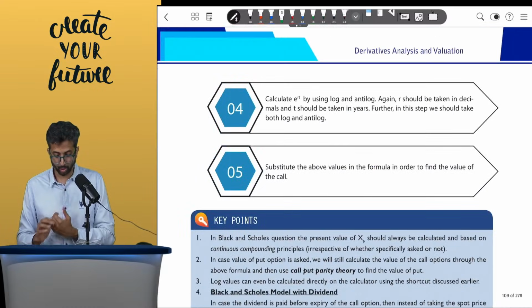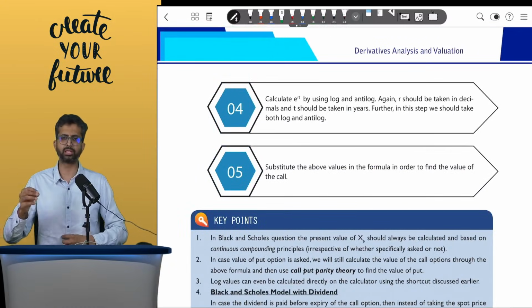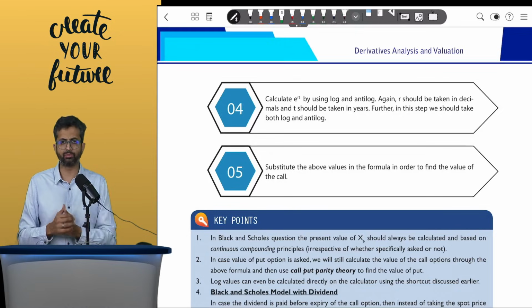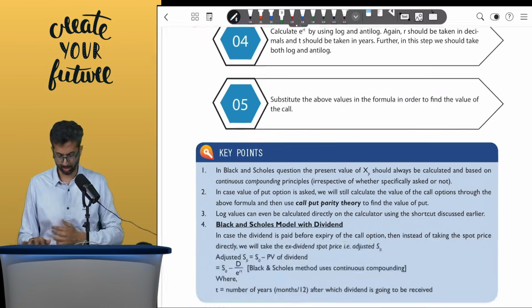Then step number 4, you do e raised to minus rT, and then once all the ingredients are found, you will apply that in the Black-Scholes formula to find the value of the option. In case a put option is asked, you will apply put-call parity and find the put option value.